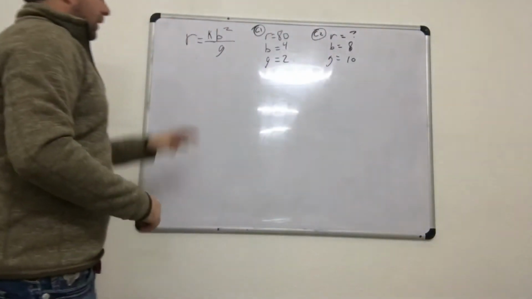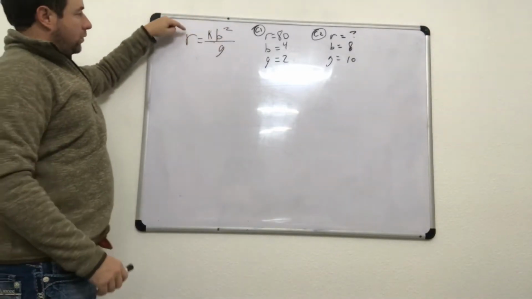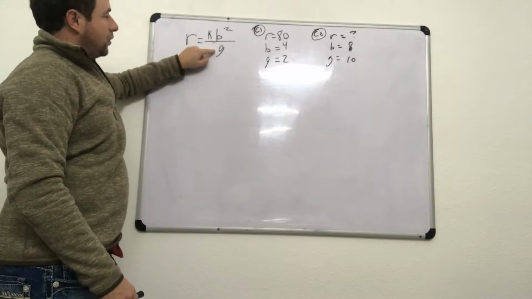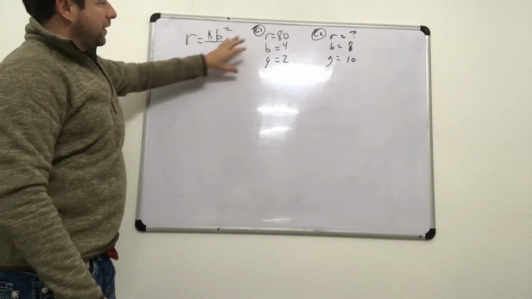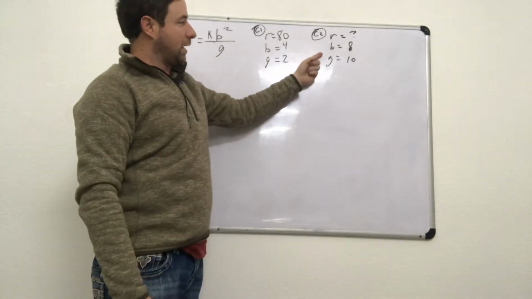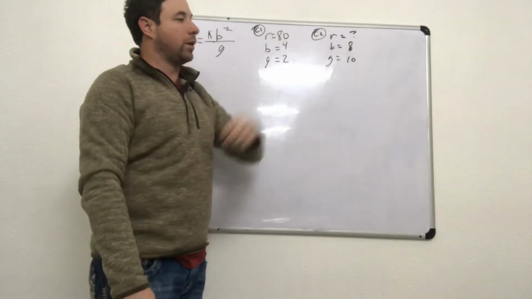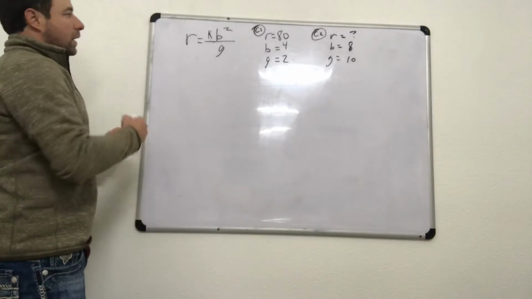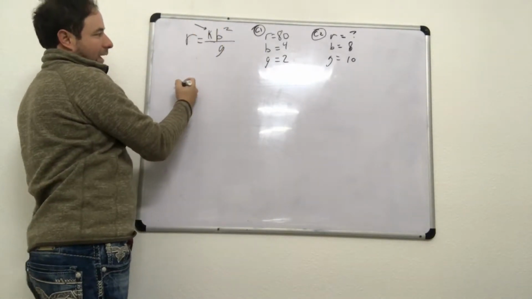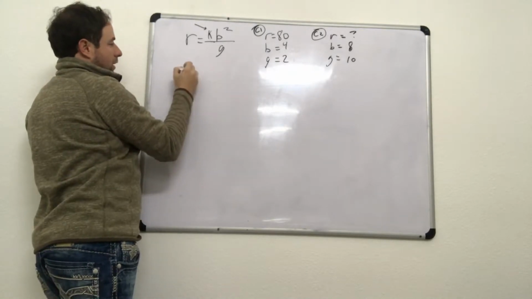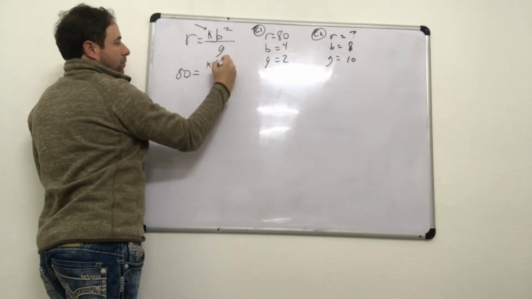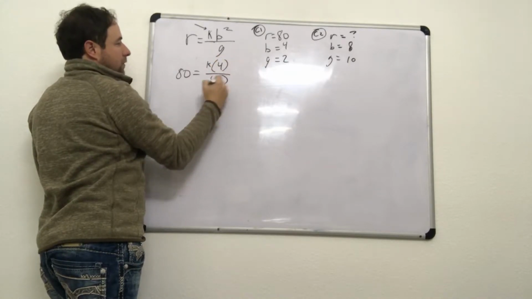So what they did was they kind of told you how the experiment works. The reds varied directly as the blues squared and inversely as the greens. And then they gave you the first case of 80, 4, and 2. And then they said in the second case, if blues are 8 and greens are 10, what are the reds? Well, what you have to do is first solve for the constant, which is K. You can do that because R is 80, K is unknown, B is 4, and greens are 2.